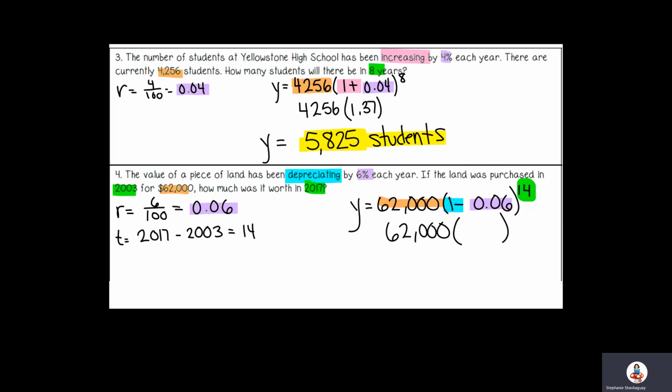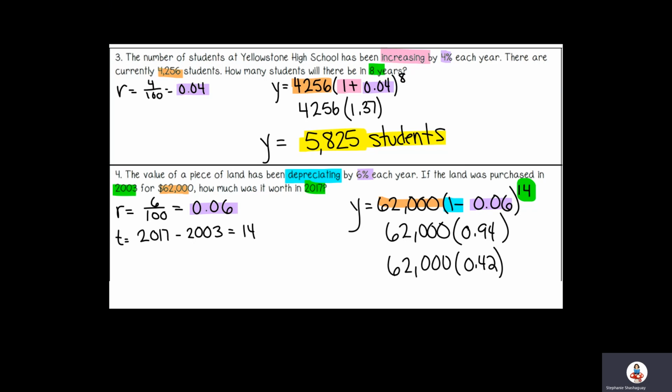And 1.06 raised to the 14th power is 2.26. And I'm subtracting that. So 1 minus 0.06 is 0.94. And 0.94 to the 14th power is 0.42. That makes a lot more sense.